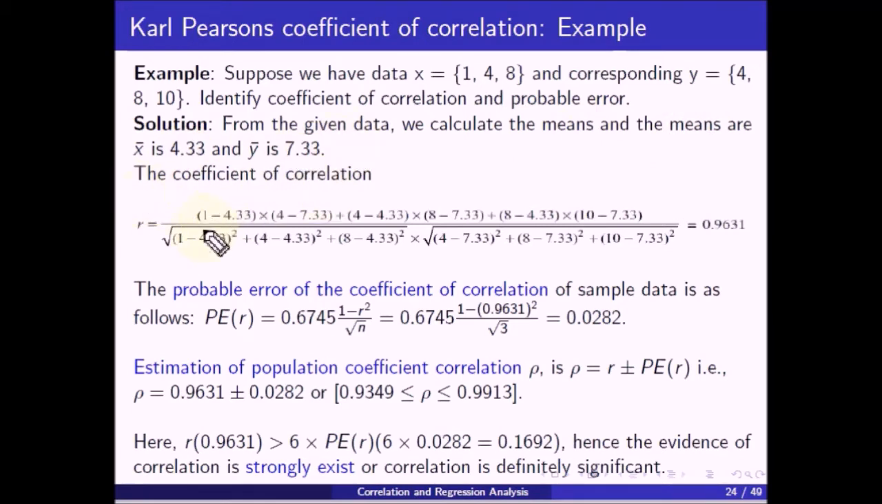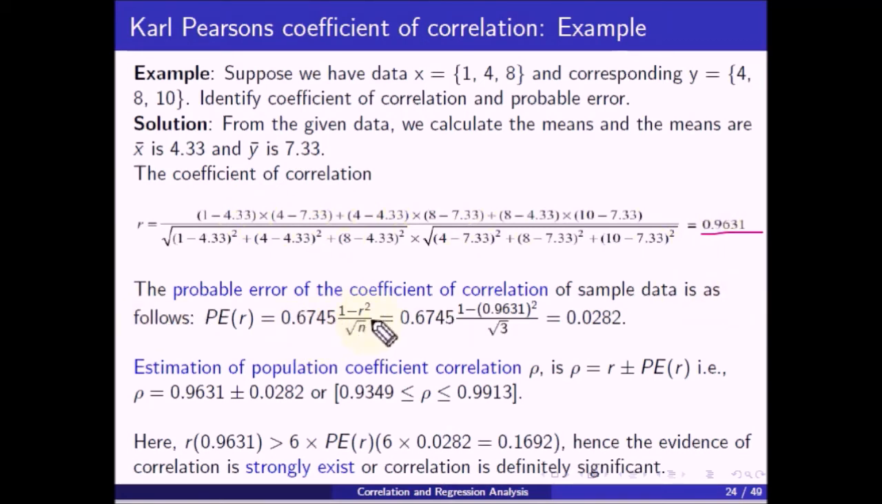And the coefficient of correlation is: x1 minus mean of x into y1 minus mean of y, plus x2 minus mean of x into y2 minus mean of y, similarly x3 minus mean of x into y3 minus mean of y, divided by the square root of the product of the sums of squares. We can get the answer 0.9631.